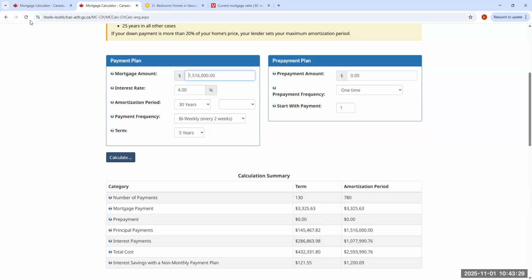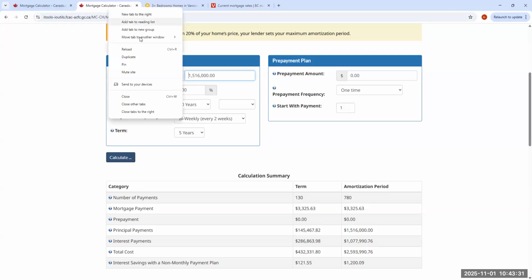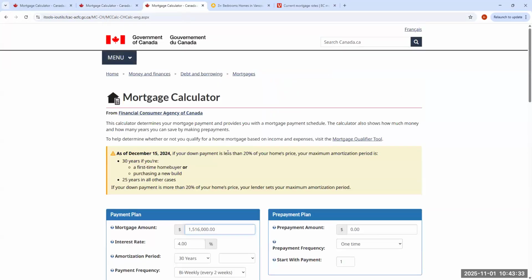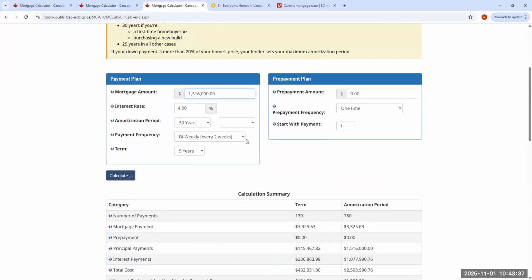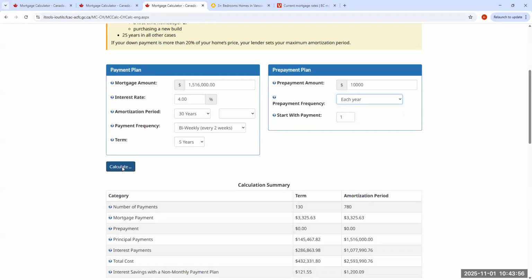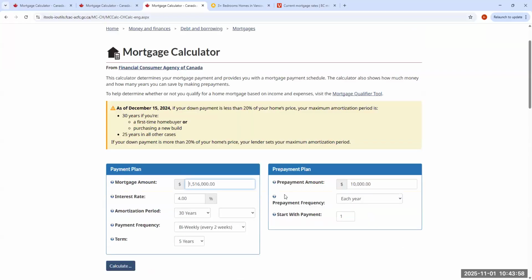So let's do something else. Let's duplicate this one again. And let's do our bi-weekly payments. Let's add a prepayment amount every year or every payment. Let's go to every year. We're going to put $10,000 towards our mortgage each year over the 30 years. Let's do the calculation now and see what's going to happen.